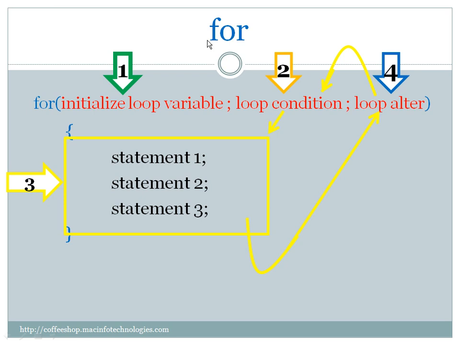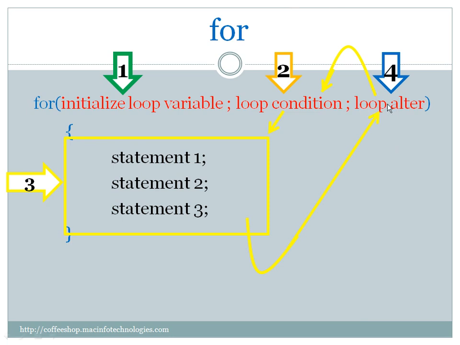So how does the for loop execute? Step one is initialization of the loop variable. First the loop variable is initialized to some value, and then step 2 checks the loop condition. If the loop condition is true, it goes to step 3 and executes all the statements inside the for block, that's inside the curly braces. After all the statements in the curly braces execute, the next step is step 4, the loop altering statement. Here the loop variable is altered.